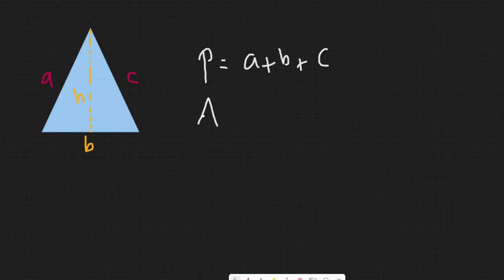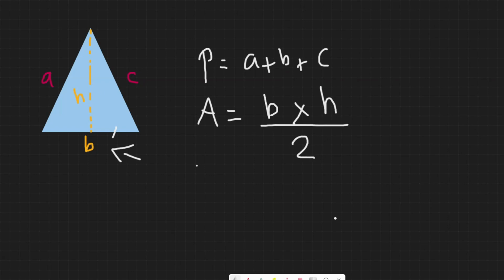The area in this case is a bit different. So area of triangle is equal to our base, this value right here, basically the length of this side, times our h, or height, divided by 2. So for triangle, for the perimeter doesn't matter, we just add the length of the sides. For area, we have to follow this formula.